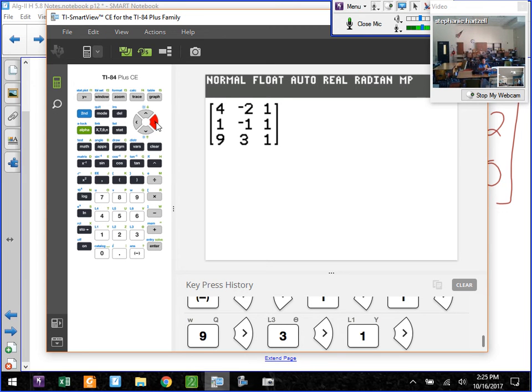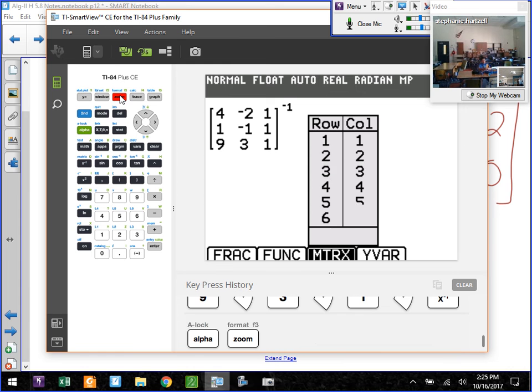So there's my matrix, my coefficient matrix. Put it to the negative 1 power just by pressing this button. And it's going to find the inverse of that. To that inverse, you're going to multiply it to its solution matrix, which was another alpha zoom. But now we have to make it a 3 rows, 1 column.